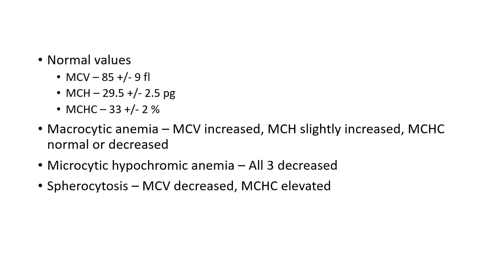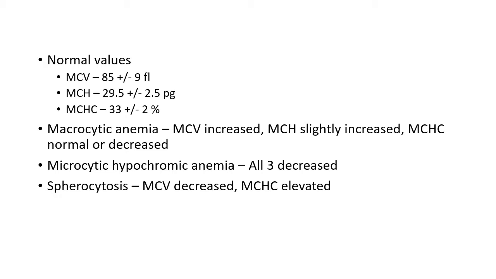Now coming to the normal values, the normal value of MCV is 85 plus or minus 9 femtoliters, and the average value of MCH is 29.5 plus or minus 2.5 picogram, and the average value of MCHC is 33 plus or minus 2%. And coming to its clinical significance, as I told you, this is mainly used in identifying the type of anemia.